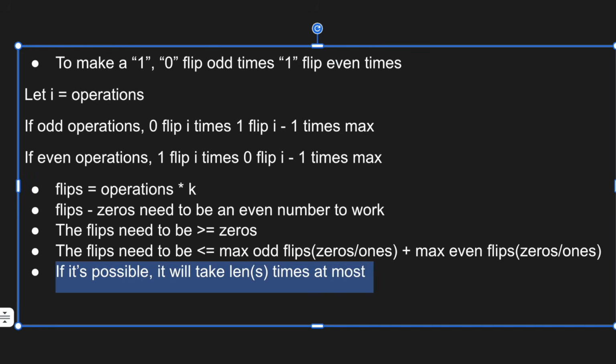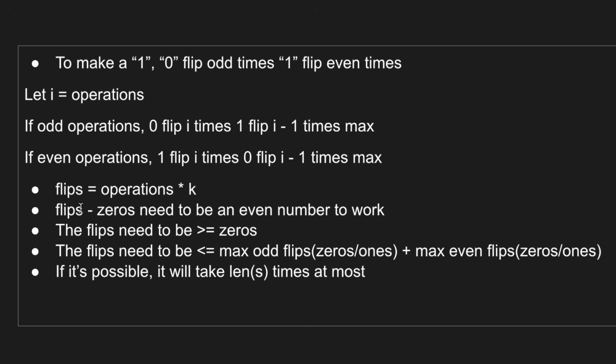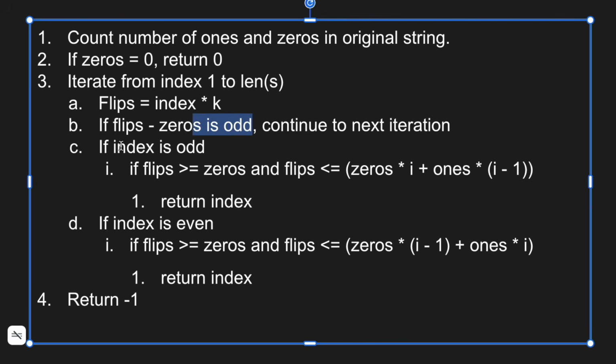So we know that based on this statement, and we will let flips be index times k. So index will represent the number of operations. Now if flips minus zeros is odd, we'll continue to the next one because we know that that number of operations wouldn't work based on what we said right here. It needs to be an even number. Now if it is even, we can proceed.